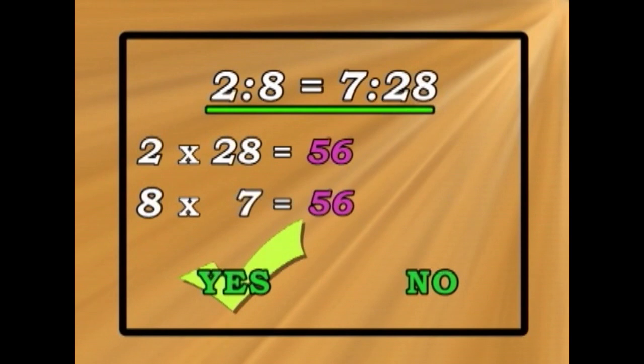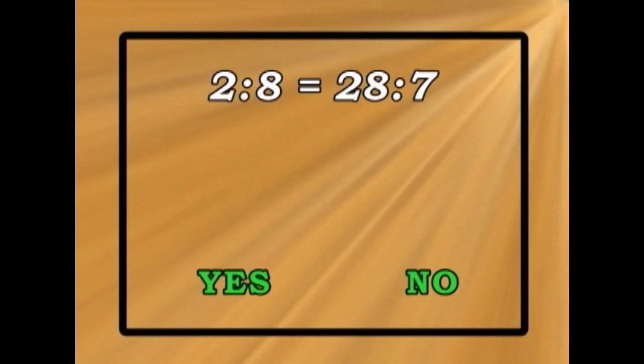Let's look at the next one. 2 to 8 equals 28 to 7. I can tell you now, I don't believe this is an equivalent ratio, because 2 is less than 8, but 28 is more than 7. But let's work it out and see. First of all, the extremes.